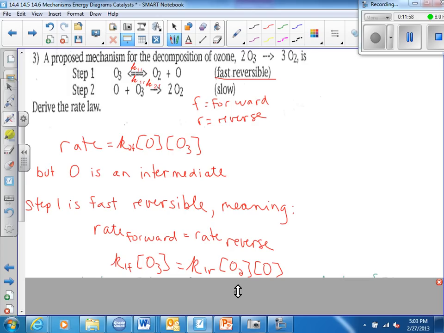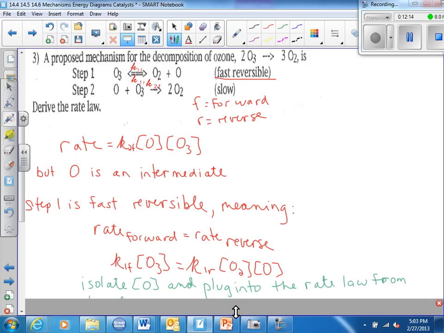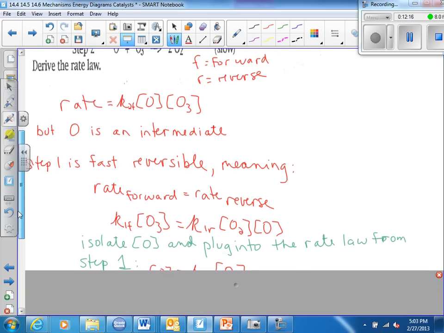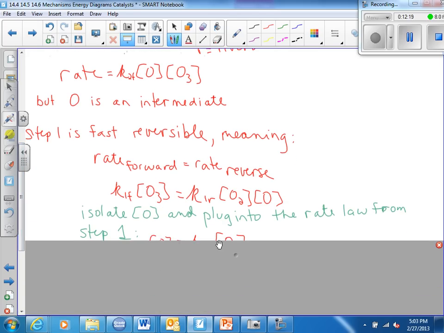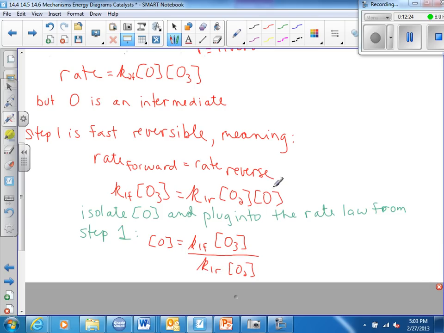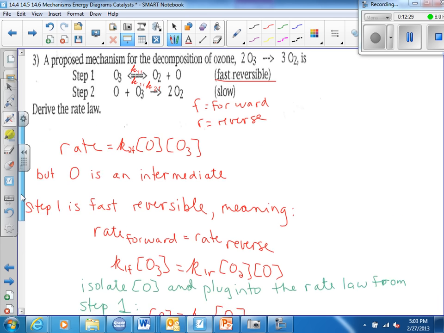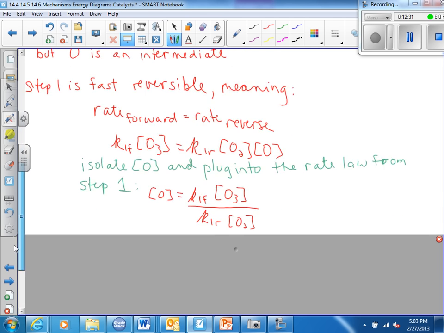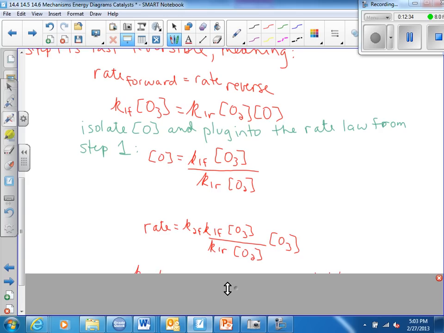Okay, we now have an equation where we can isolate O, the concentration of O, and then plug that isolated O back into the original rate, substitute that right in here, and we'll have a new rate without any intermediates. So I wrote that down: isolate the concentration of O, plug into the rate law from step 1. So first I'm isolating O. All I did was move this equation around to isolate O. I'm going to plug this right in here. And the result is this right here.